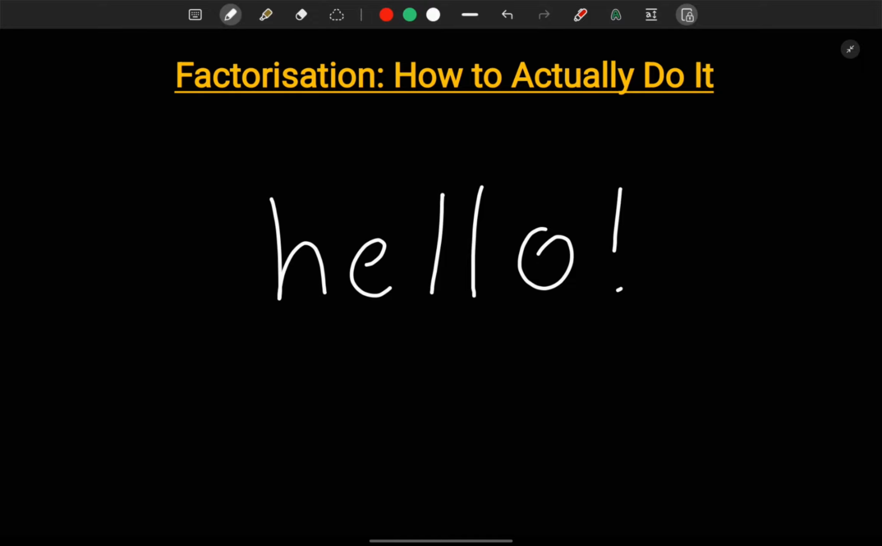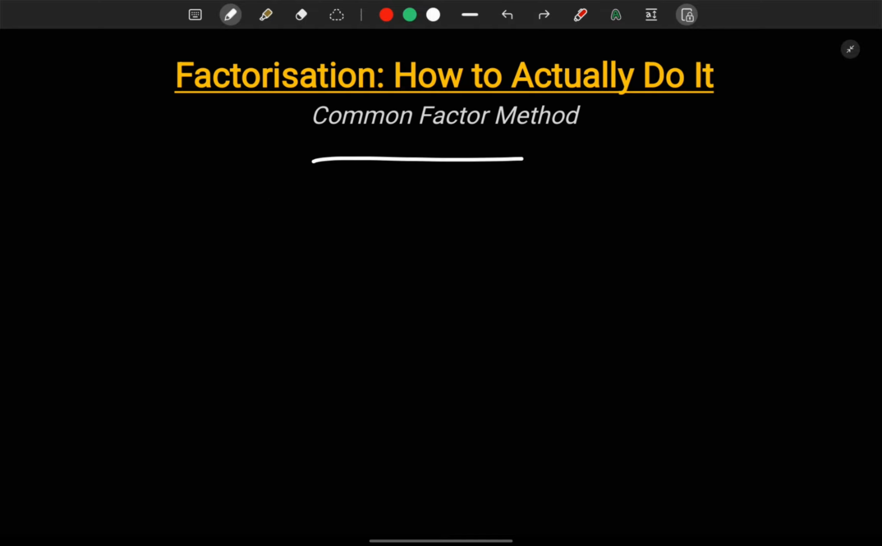In the previous lesson, we explored what factorization actually means, how every algebraic expression is made of hidden building blocks. Today, we'll learn how to find those blocks step by step. The next method we're going to learn is the common factor method, which is the easiest and most used in terms of factorizing algebraic expressions.